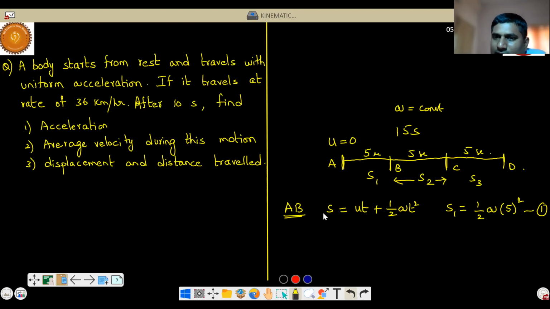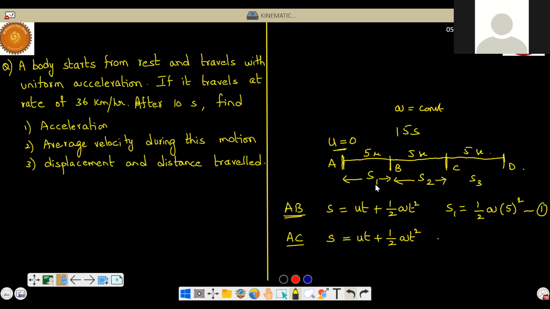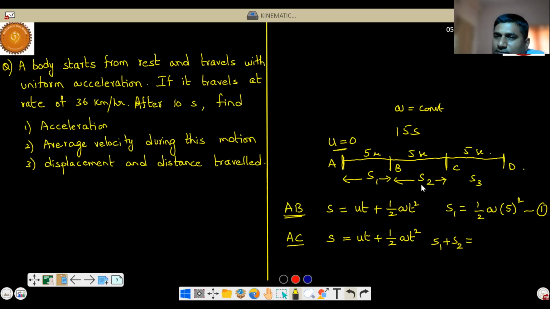But here we cannot apply any equation in the interval BC because we don't know anything except time. So let us take interval AC so that I can use u = 0. In interval AC, I'll apply the equation S = ut + (1/2)at². Now what is S in this interval AC, Shraddha? From A to C, how much is the displacement? 10 meters, sir. No, they have not given meters. Oh, sorry, sir. S1 plus S2, na? Correct or not?